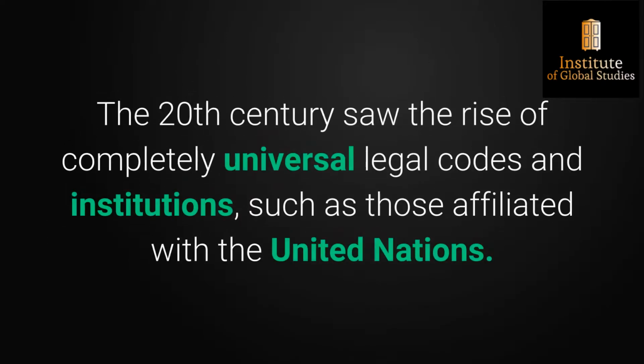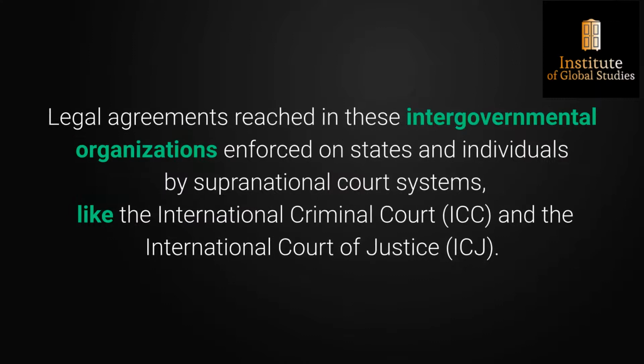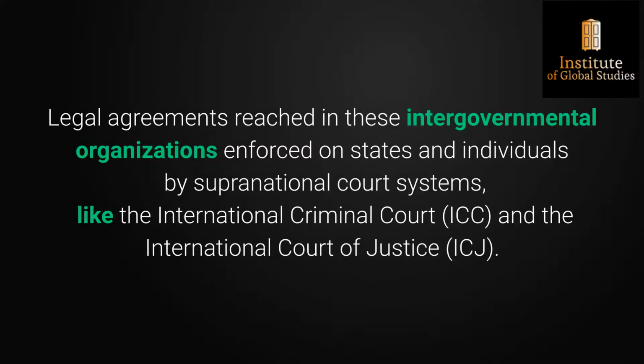The twentieth century saw the rise of completely universal legal codes and institutions, such as those affiliated with the United Nations. Legal agreements reached in these intergovernmental organizations are enforced on states and individuals by supranational court systems, like the International Criminal Court (ICC) and the International Court of Justice (ICJ).